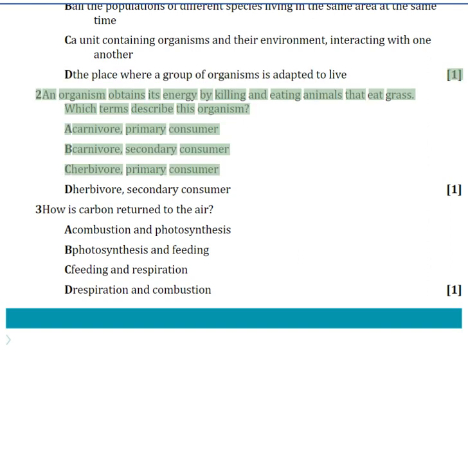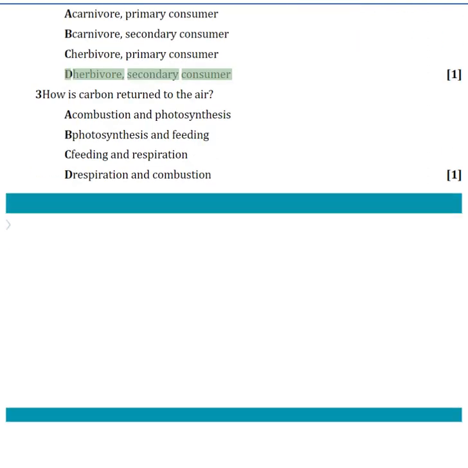2. An organism obtains its energy by killing and eating animals that eat grass. Which terms describe this organism? A. Carnivore, primary consumer. B. Carnivore, secondary consumer. C. Herbivore, primary consumer. D. Herbivore, secondary consumer. 3. How is carbon returned to the air?